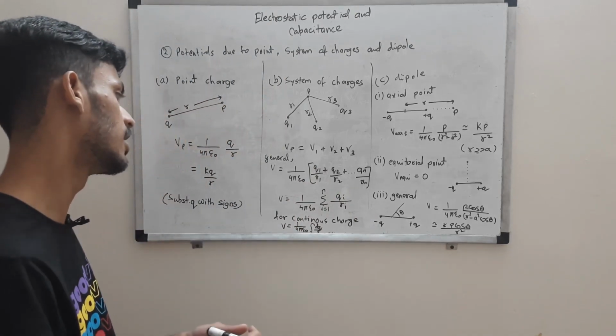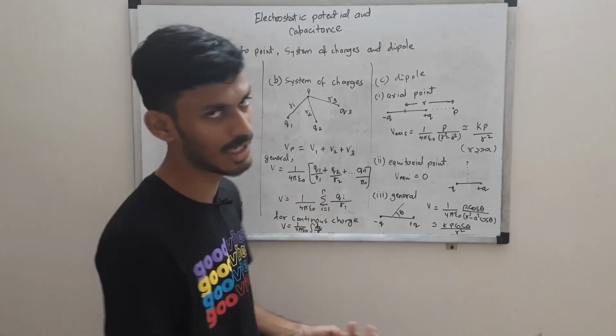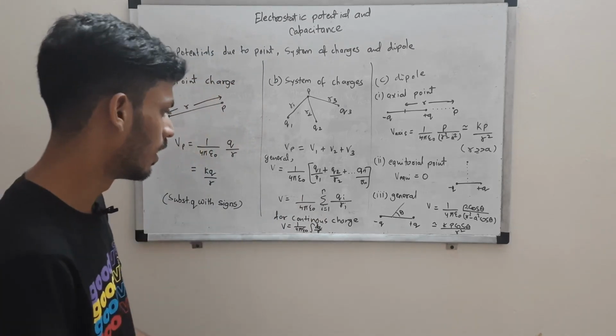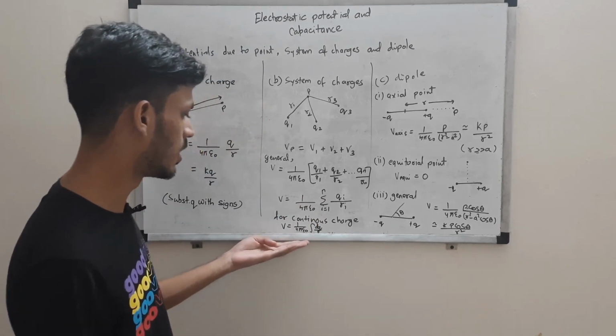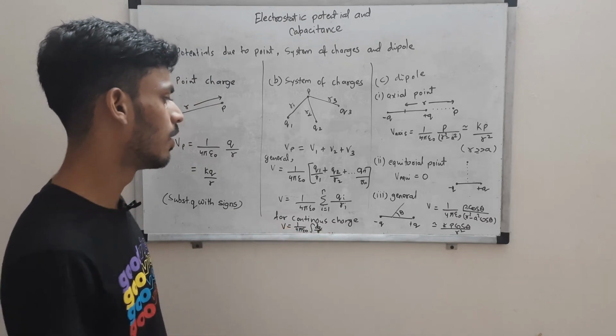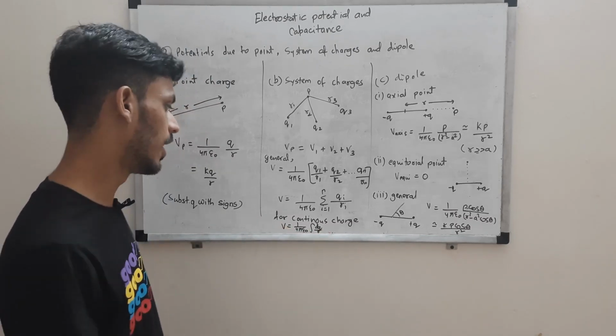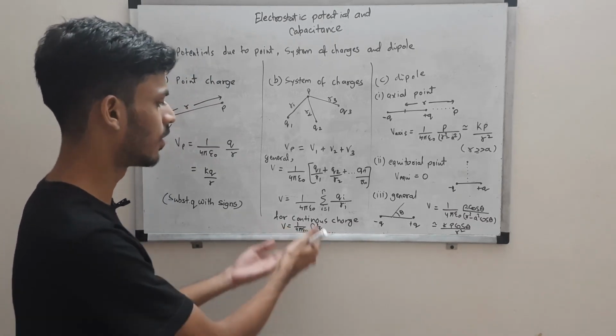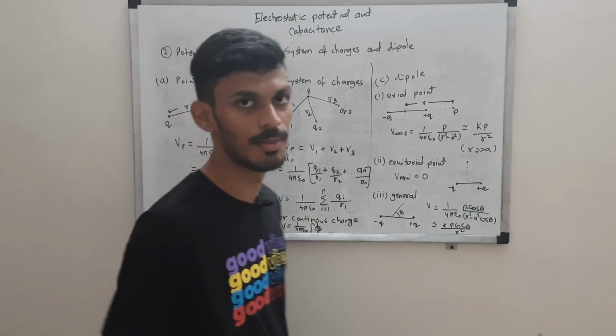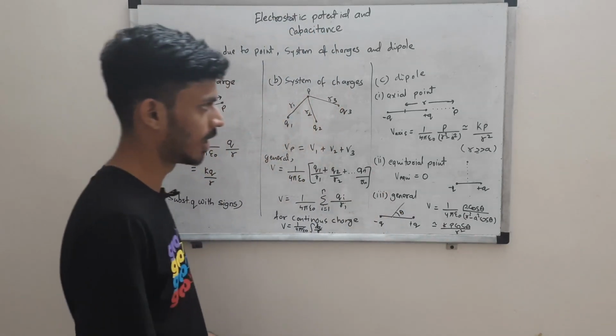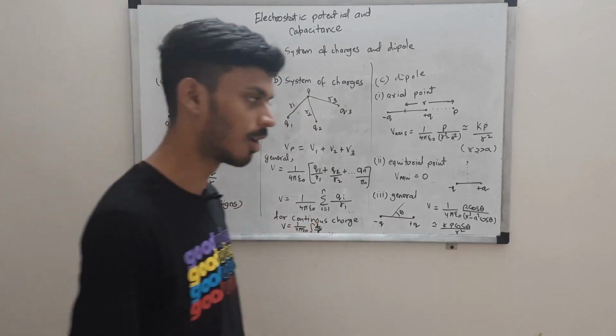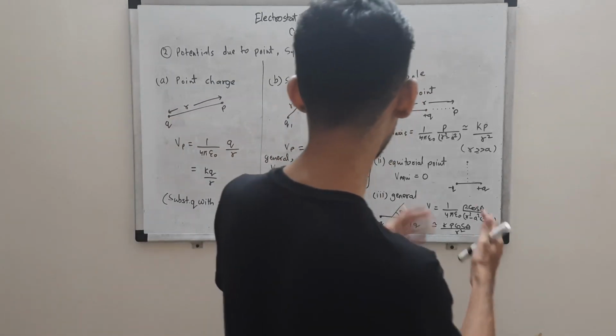For continuous charges, this summation sign can be replaced by an integration. Here the potential will be 1 upon 4 pi epsilon naught, integral of dq divided by r. So for continuous charges, you replace the summation with an integration sign. Not of much importance for us. We'll move to dipole now.